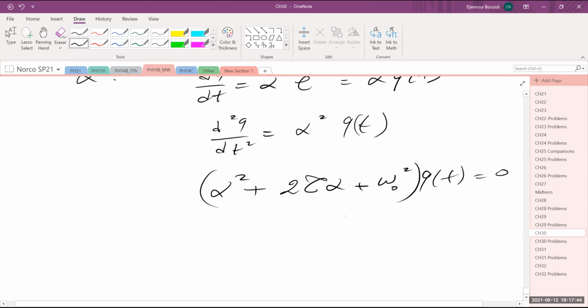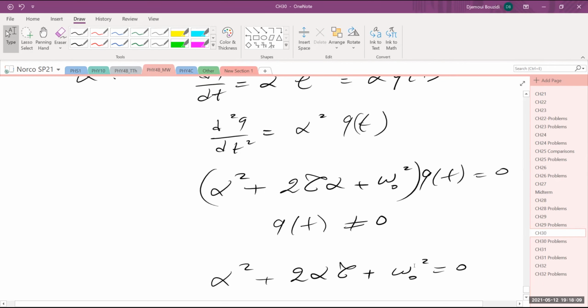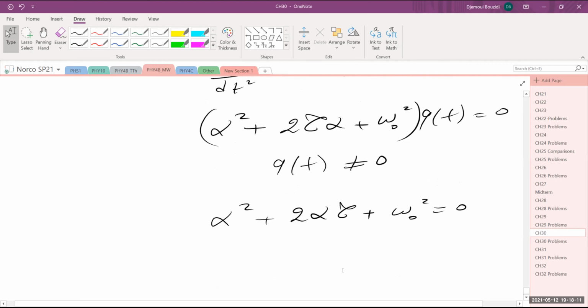Obviously, you would want a non-trivial solution. You would want q sub t not to be equal to 0, okay? So in this case, this equation must be equal to 0. So if this has to be equal to 0, then you have this quadratic equation that you need to solve. Remember, omega naught and tau are given. They're known already, okay? Omega naught is 1 over the square root of LC, and tau is R over 2L, I should say, okay?